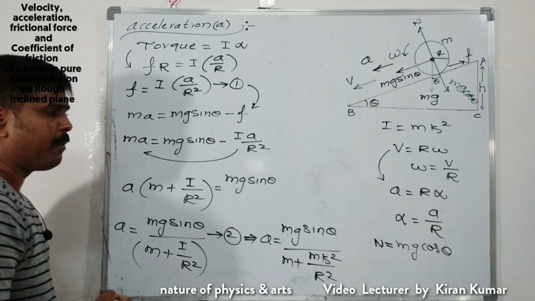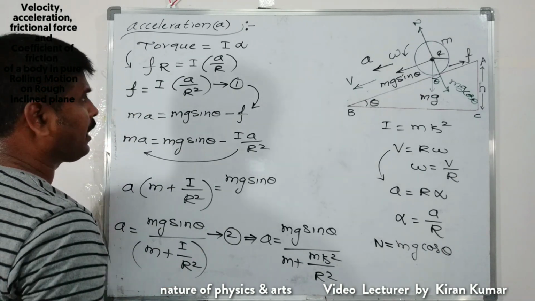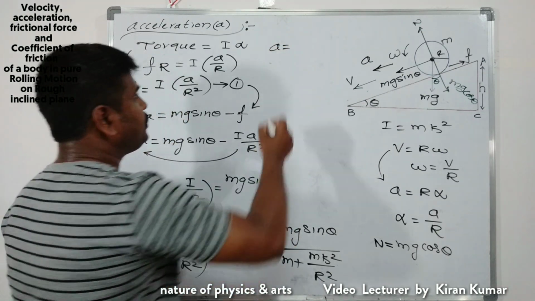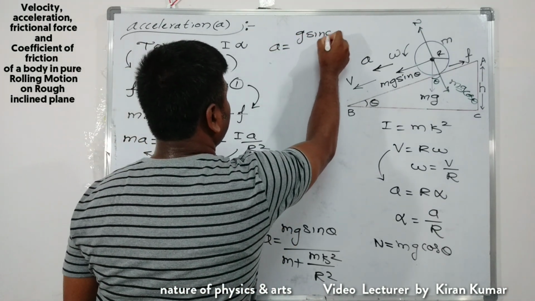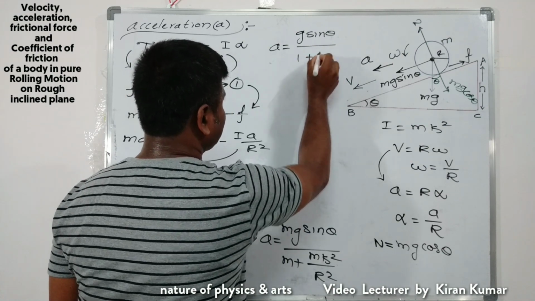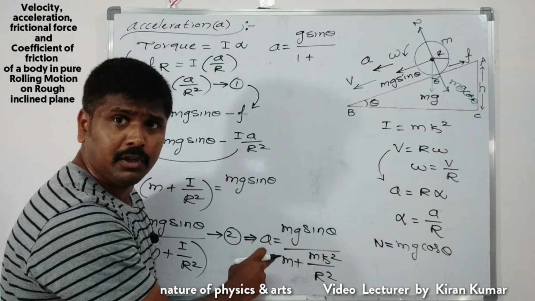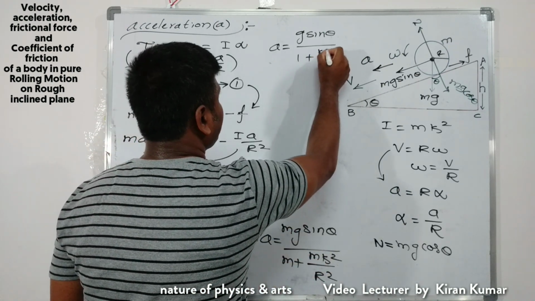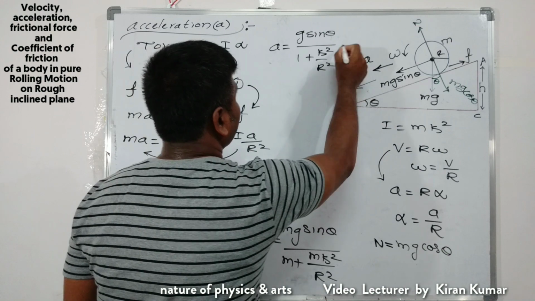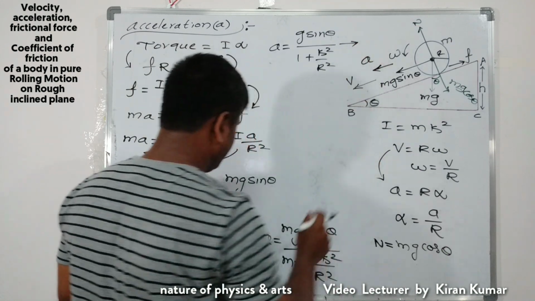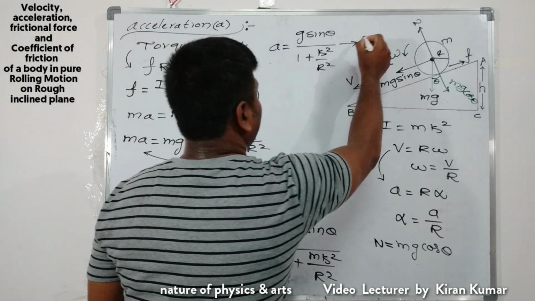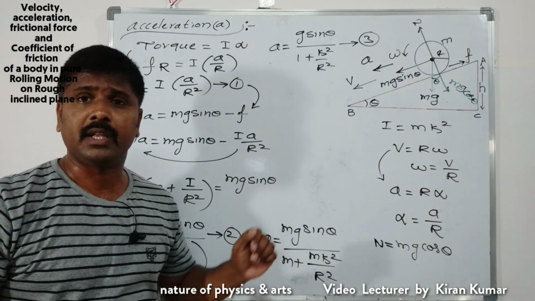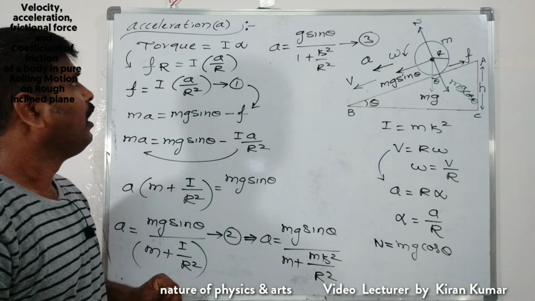Here m is common and cancels in the numerator and denominator, so we can write another equation for the acceleration: a is equal to g sin theta divided by 1 plus k square divided by r square. This is equation number 3, the second equation for the acceleration.